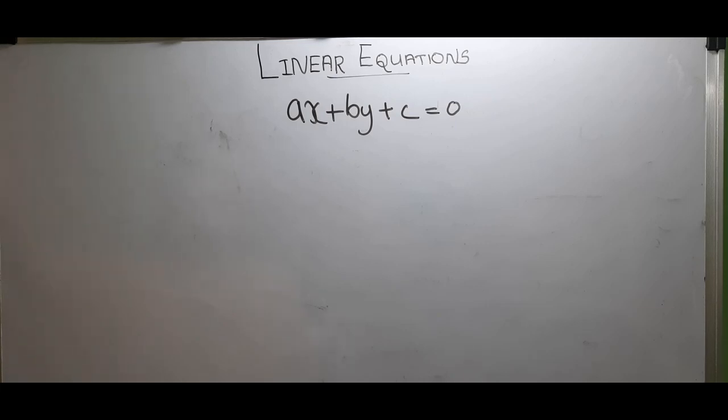Today we discuss linear equations with two variables. What is a linear equation? When we plot a graph of an equation with two variables, if it is a straight line, then that equation is a linear equation.